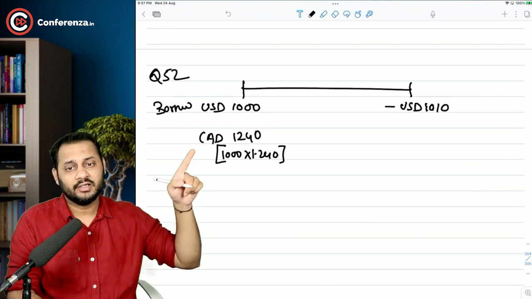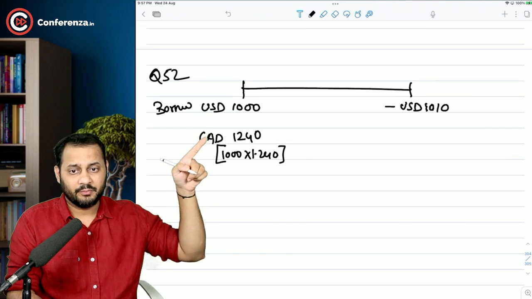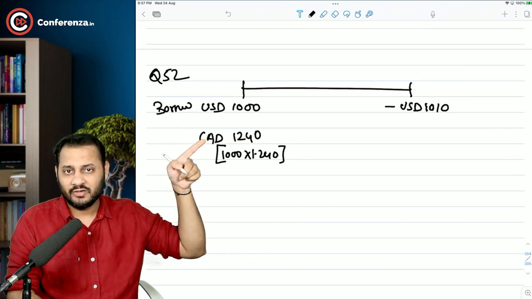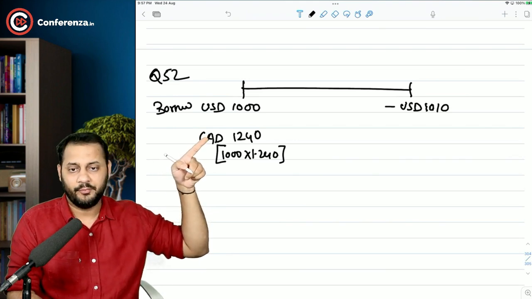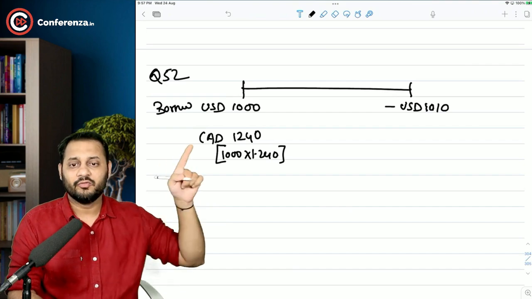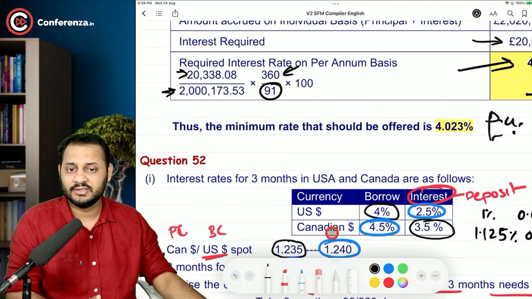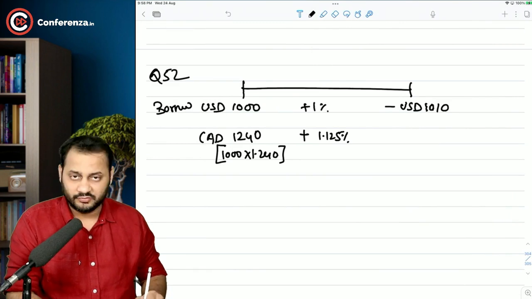How to calculate that? It's very simple, sir. The amount which you will pay, and after paying this amount, if you buy US dollar, it should be 1000. So after paying 1240 Canadian dollar, we will get 1000 US dollar. That means this is the correct figure. Okay, sir. 1240. If you borrow Canadian dollar, the interest rate will be 4.5%. You can clearly see the Canadian dollar interest rate is 4.5%, and for 3 months it is going to be 1.125%. So we are going to add 1.125% interest. In this we added 1% for 3 months.